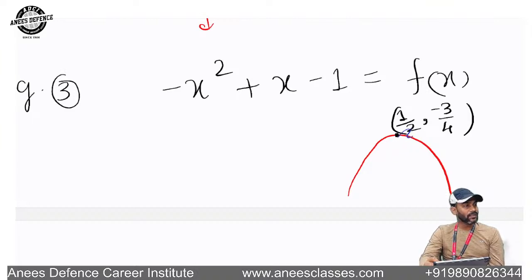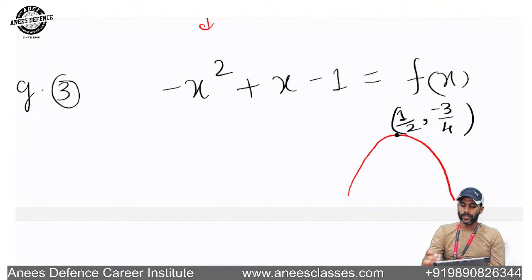If this point lies in the fourth quadrant, it will be below the x-axis. It means this graph is not going to cut the x-axis. That is why we are getting imaginary roots. If D is less than 0, the graph is not going to cut or touch the axis.